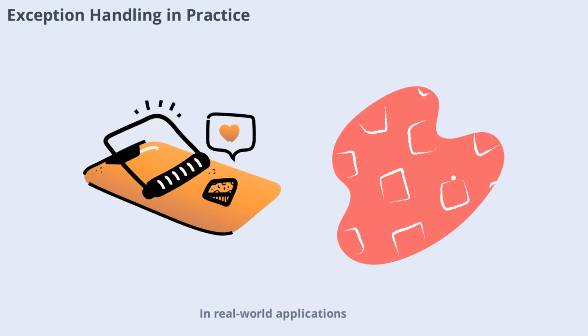In real-world applications, exception handling is essential for building reliable software. By anticipating possible errors and handling them gracefully, you can prevent crashes, provide helpful error messages, and ensure a better user experience. Always plan for exceptions, especially when dealing with user input, file operations, or network communication.